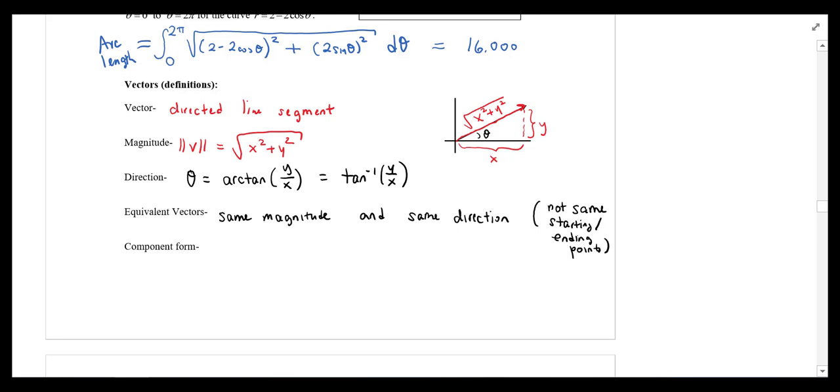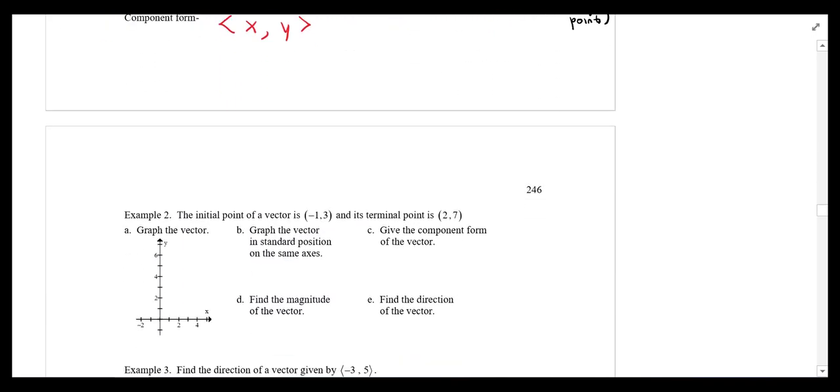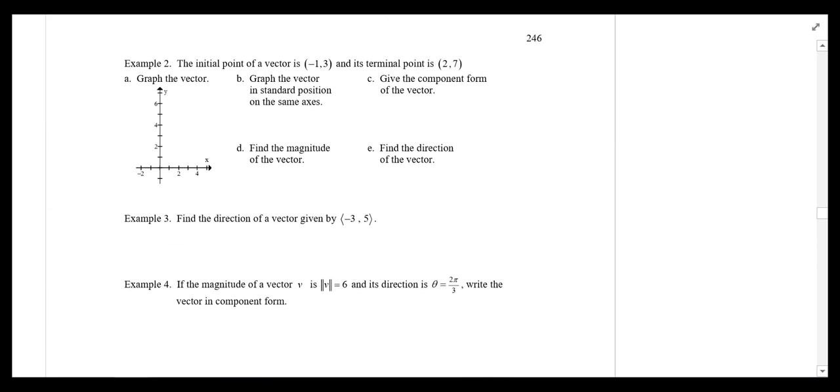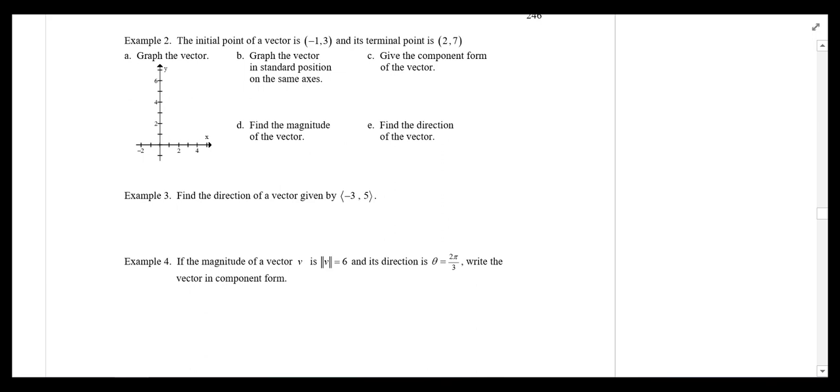Okay, and then the component form of these things, well, we use an x component and a y component to describe it. And we use these less-than and greater-than signs, I won't call them square brackets, but more pointy brackets, I guess. Okay, so with that in mind, let's go through examples number 2, 3, and 4, and this will hopefully give you a good understanding of what a vector is before you do some vector calculus in the next video.